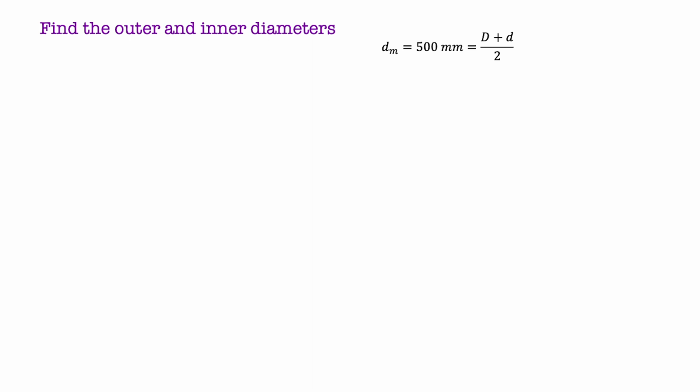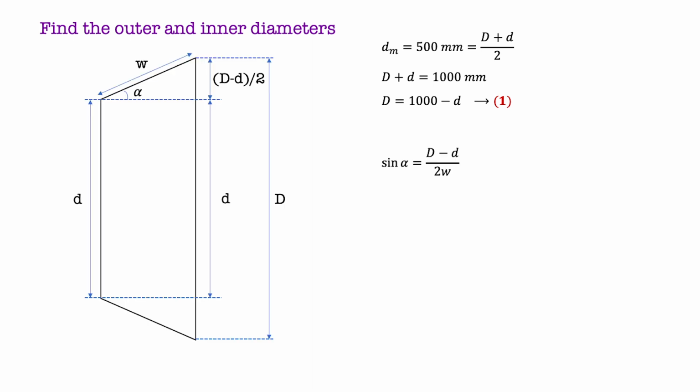Before we determine the actuating force applied, first we find the inner and outer diameters. Since we are given a mean diameter of 500 millimeters, the equation of mean diameter is the outer plus the inner diameters over 2. We rearrange the formula so the outer diameter equals 1000 minus the inner diameter. This becomes the first equation of D.